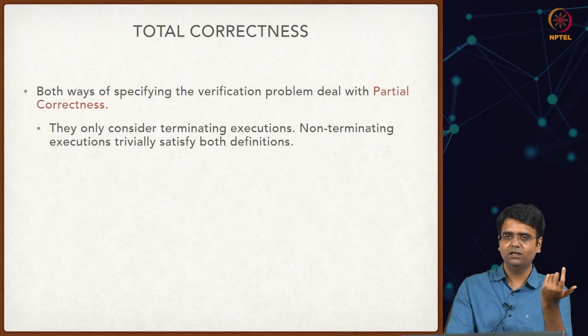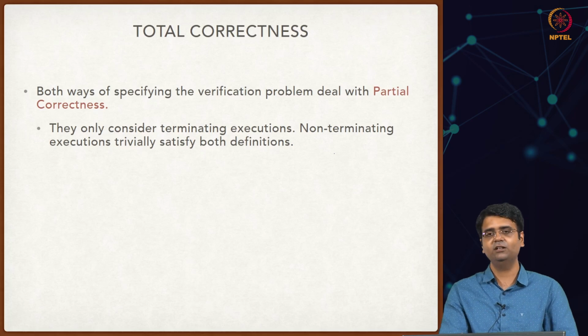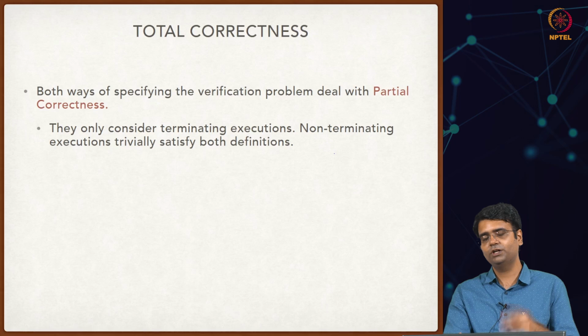So let's consider the first definition, which was about the error state. So we know that the error state is a halting state, because once you reach the error state, there are no more transitions, there is no more execution. So if your program never terminates, it means that it will never reach the error state, and that in turn means that the program will be correct, because we said the program is correct if the error state is not reachable.